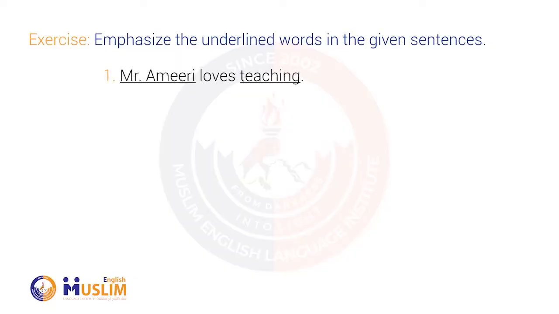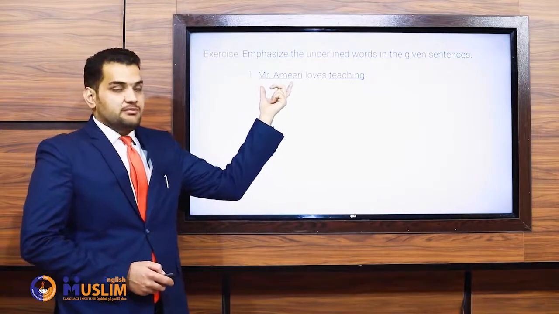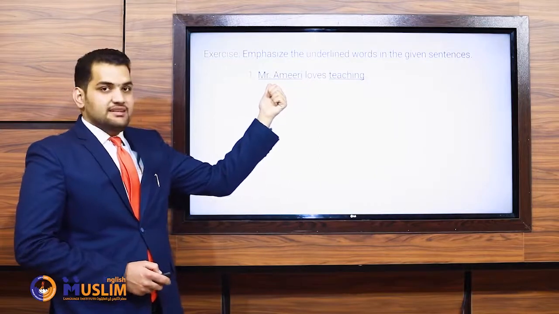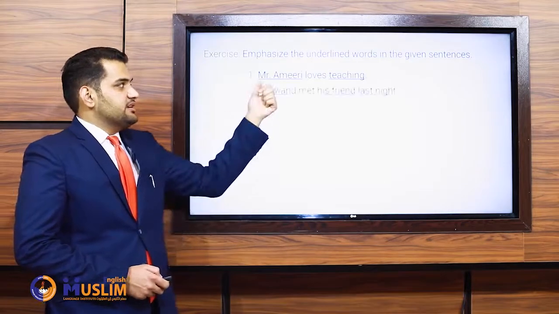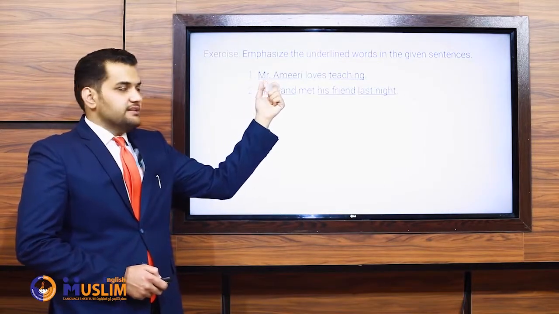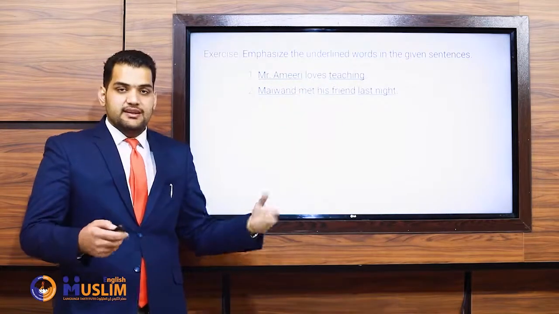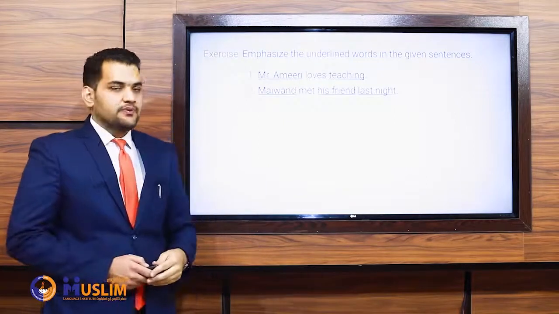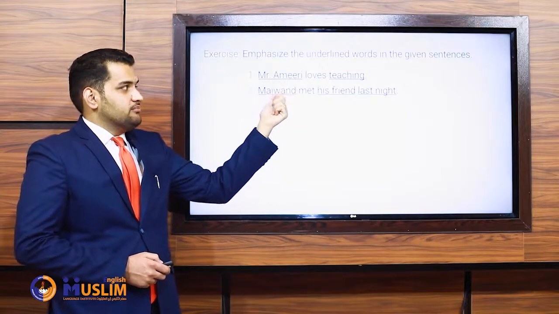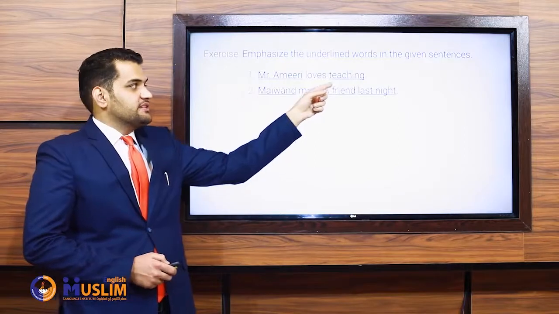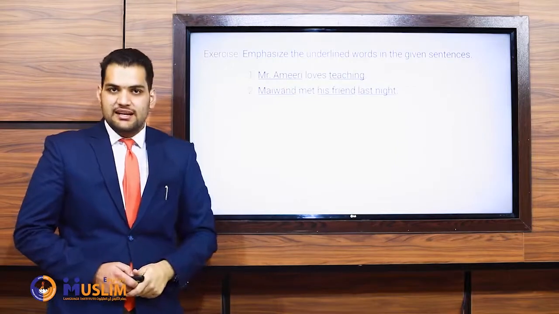Let me do the first one. Mr. Amiri loves teaching. So if you see that the underlined words are Mr. Amiri and teaching. Mr. Amiri is the subject and teaching is the gerund. So if you want to emphasize Mr. Amiri, you have to say who, right? Instead of Mr. Amiri, say who. Who loves teaching, okay? What is Mr. Amiri? If you want to emphasize teaching, you have to say what Mr. Amiri loves. Instead of teaching, you have to say what. What Mr. Amiri loves is teaching. Good luck with the rest of them.